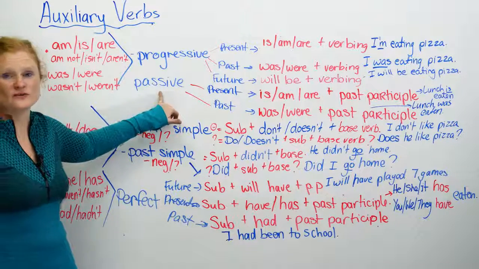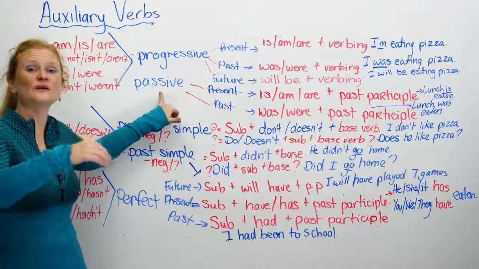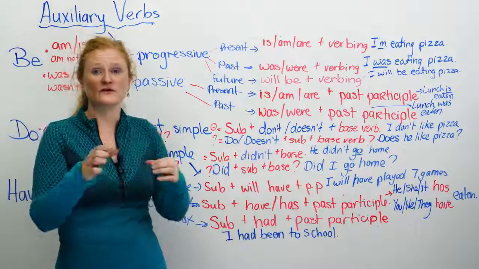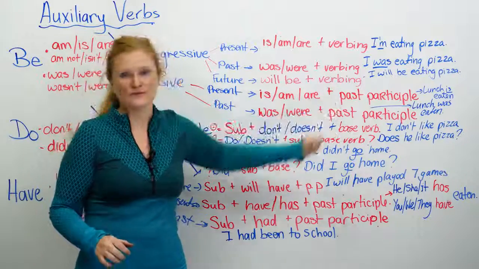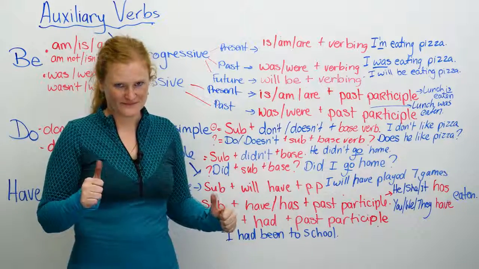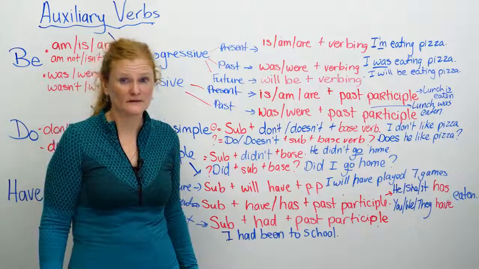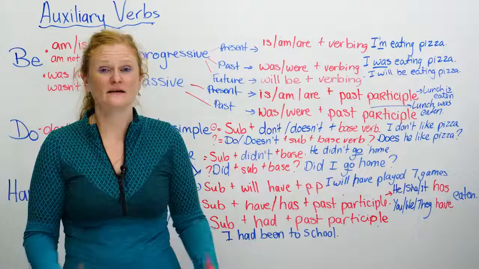If we use the future passive, I could say lunch will be eaten. So again, when we're using the future, we use will be, but we're going to use the past participle. Have you made some sentences? Do it now. Come on, make some sentences. Go. Okay.